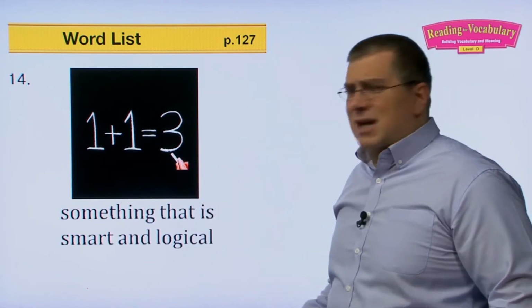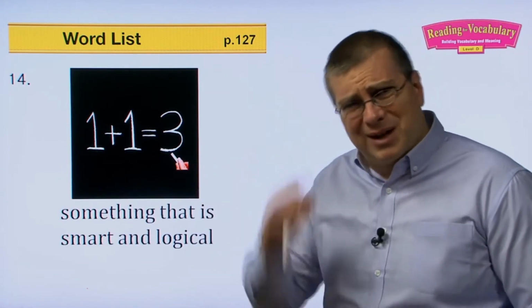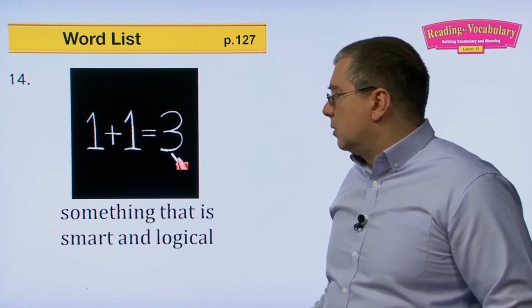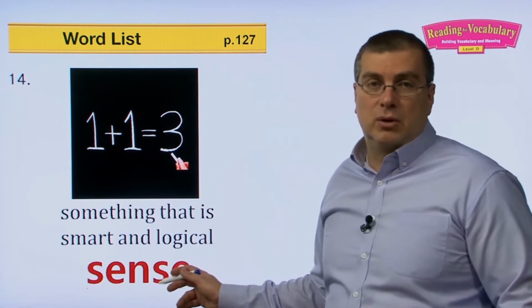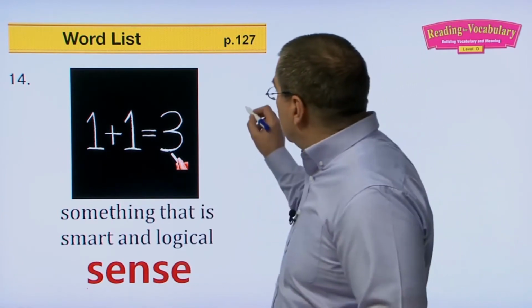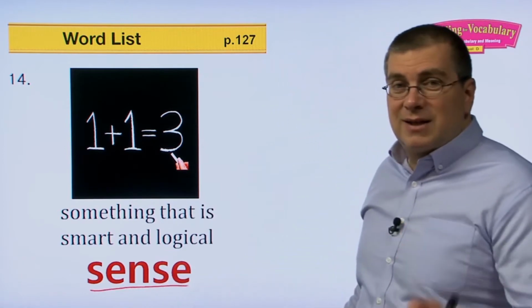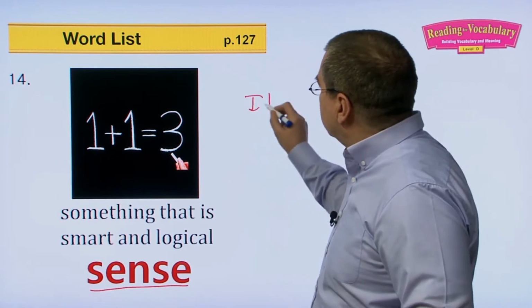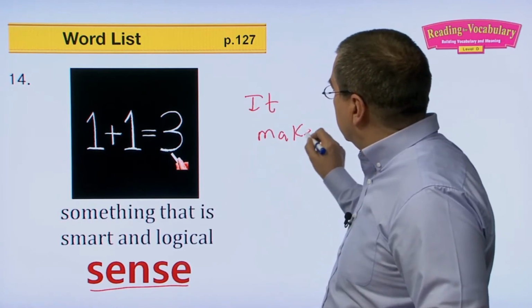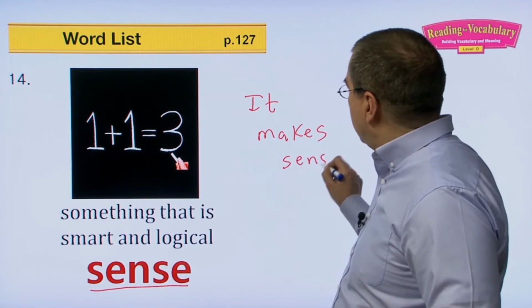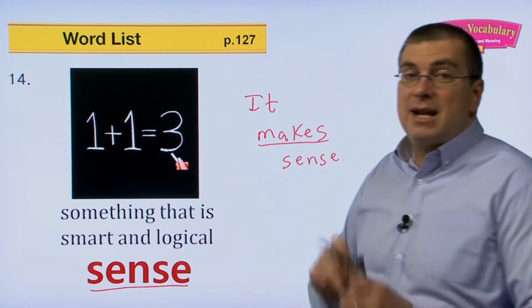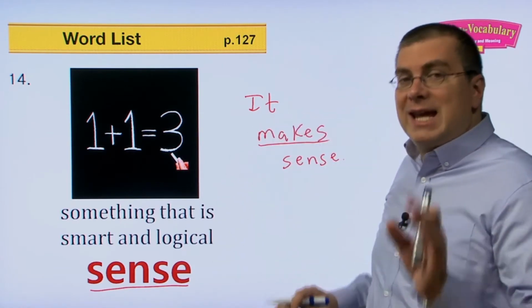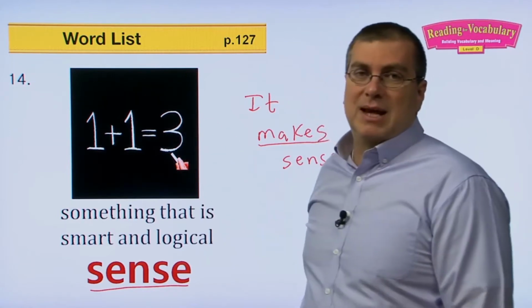14. Now, somebody made a mistake here, right? 1 plus 1 equals 3? That's crazy. The word is defined as something that is smart and logical. We would say it's sensible, sense. It makes sense. Now, usually when we use sense in a sentence, we don't say it's sense. Say it makes sense. You have to remember, use this word here. It makes sense. Don't just say it's sense. No, it makes sense.